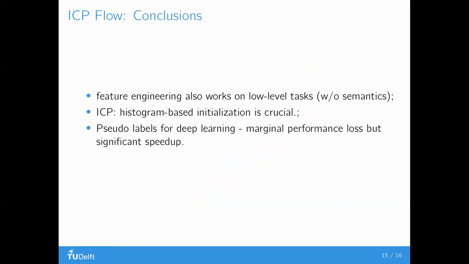In conclusion, we propose ICP-Flow, an ICP-based scene flow estimator, which takes into consideration the rigid motion assumption. We find that a histogram-based initialization is crucial for ICP. We also consider our predictions as pseudo-labels for training deep neural networks. We achieve not only real-time performance, but also with only marginal performance gap to the best.